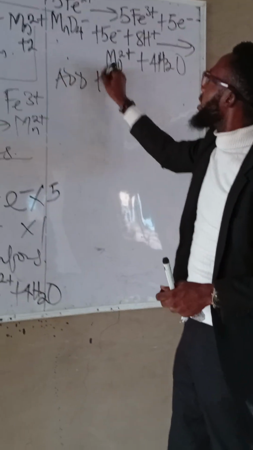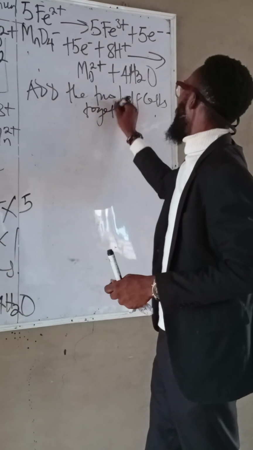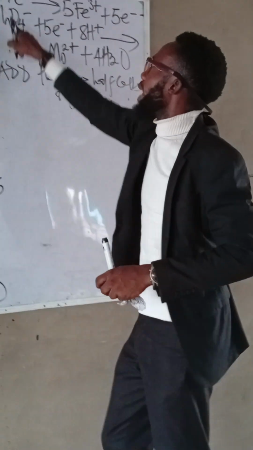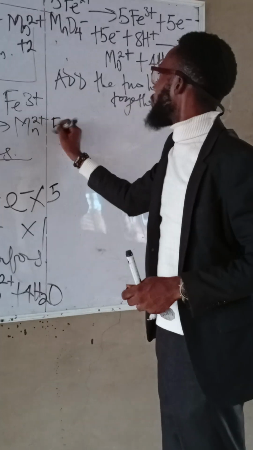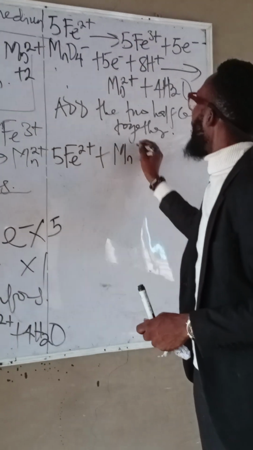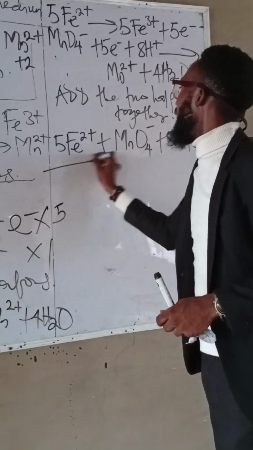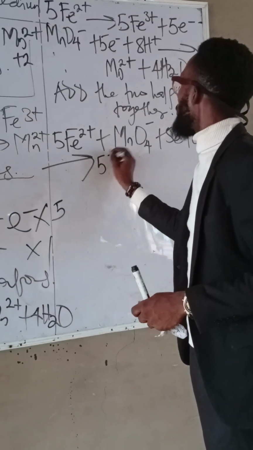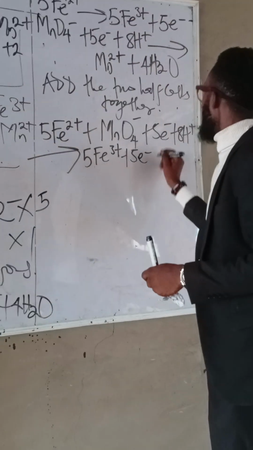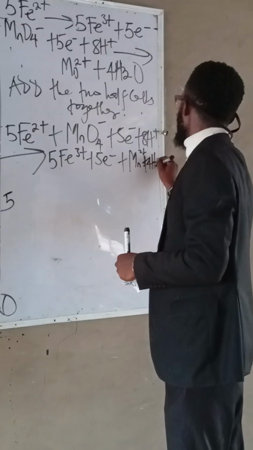Now, before you can cancel out, we are going to add the two half cells together. That means we are going to add reactant plus reactant, product plus product. Now, what do we have here on the reactant side? We have 5Fe2+ then MnO4- plus 5e- plus 8H+. Then to give, what do we have here? We have 5Fe3+, 5e-. Plus Mn2+ and 4H2O.